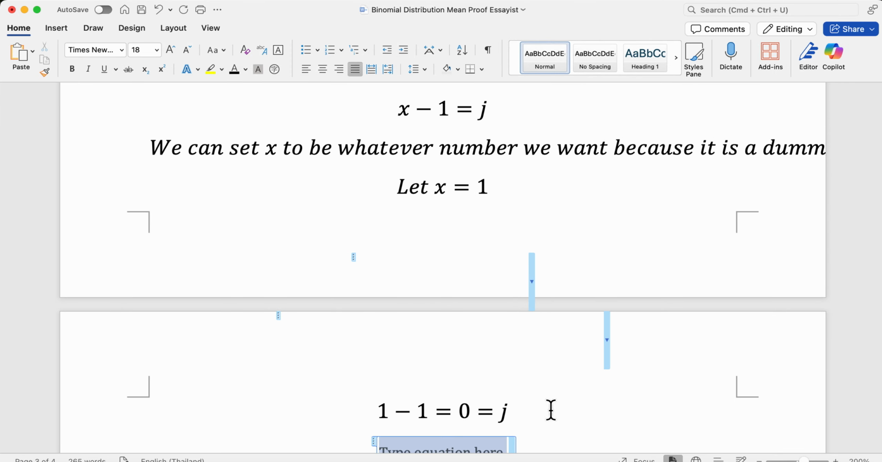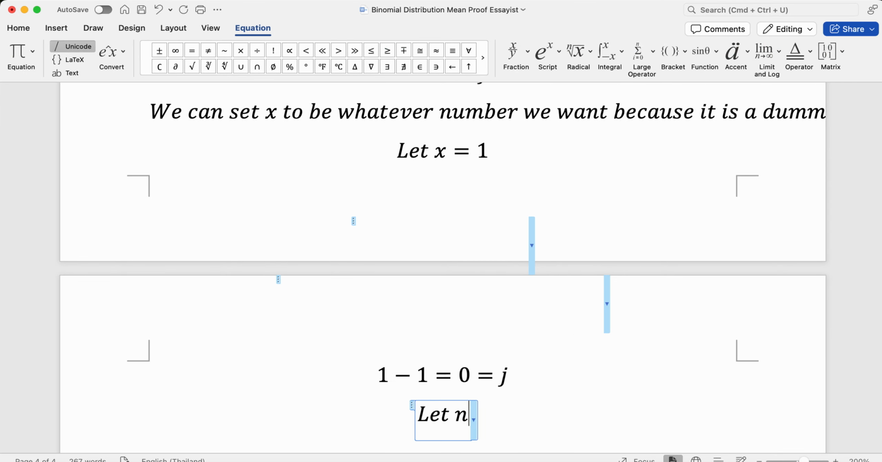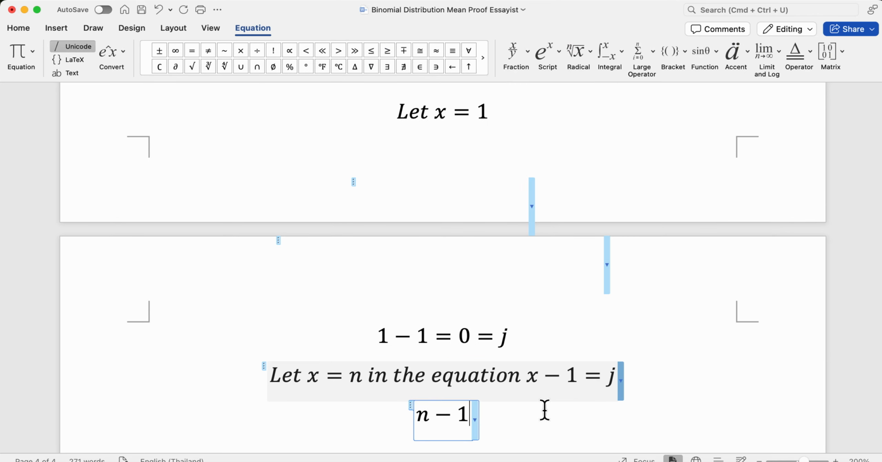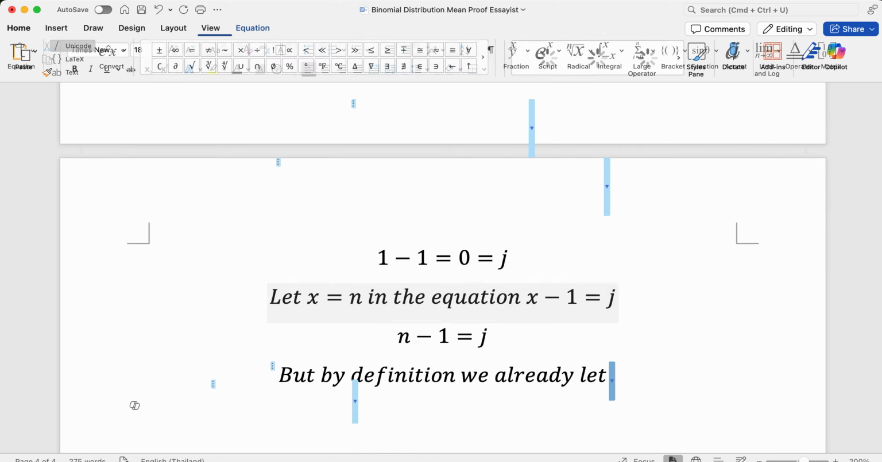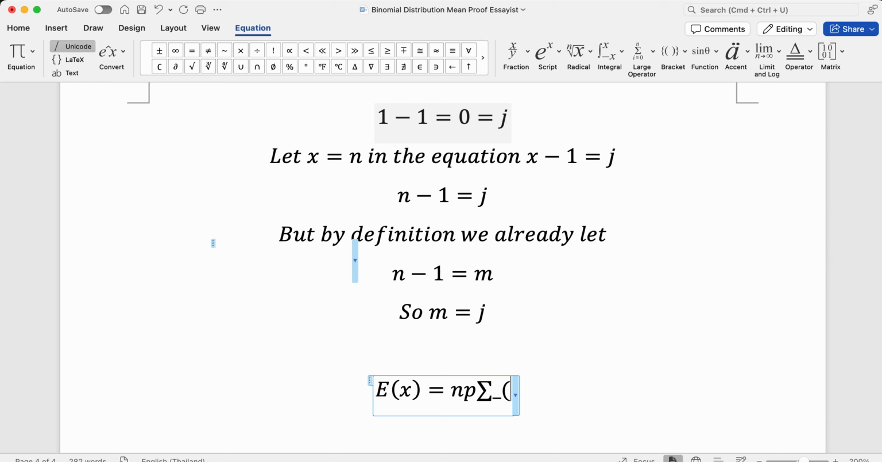And if I let x equals n in the equation x minus 1 equals j, I get n minus 1 equals j. But by definition, we already let n minus 1 equals m, so m equals j. So given this, I can rewrite this as np and change the indices now. This will become j equals 0 to j equals m.